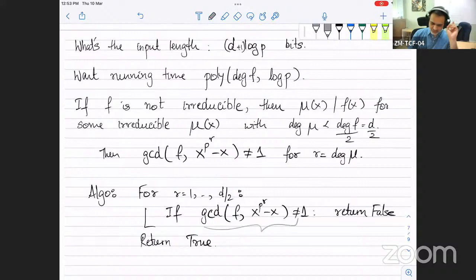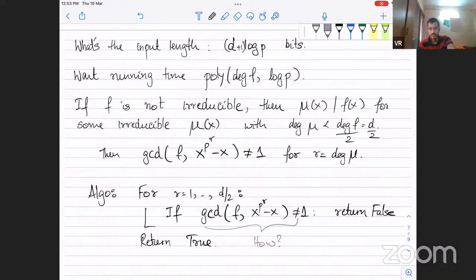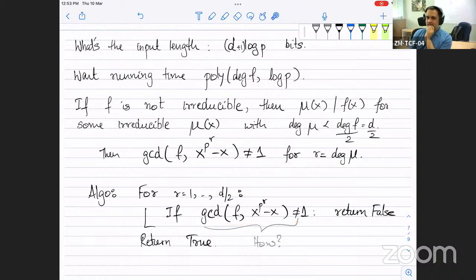So basically, we want to know, how do you compute this? So any thoughts? Sorry, how do you come up with? I mean, this is the GCD I want to compute. But I can't afford to write down the polynomial x power p power r minus x. So I need to do something clever.